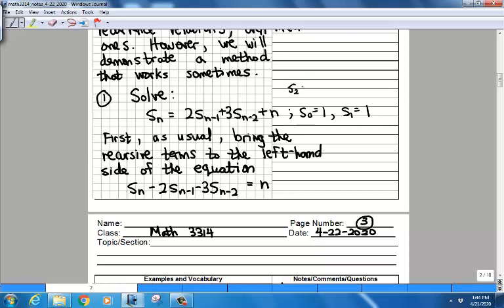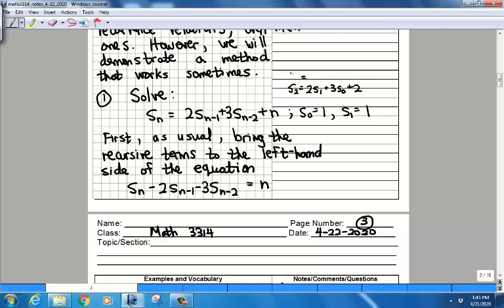we know that S sub 2 would be 2 times S sub 1, right? Because 2 minus 1 is 1, right? Plus 3 times S sub 0, because 2 minus 2 is 0, right? And then plus, however, you're going to throw in the value of n, the index here. So that would be plus 2, right?